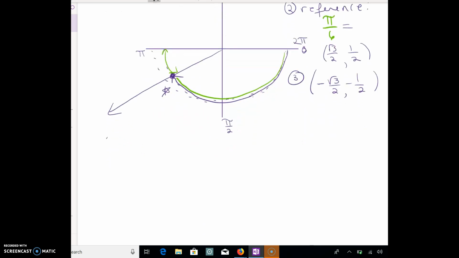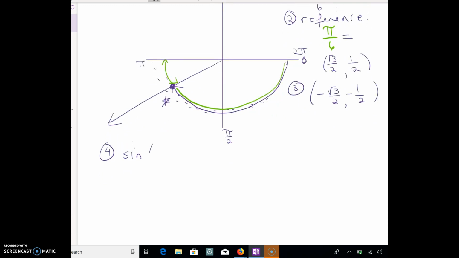Now we have enough information to gather in which we can find our exact trig values. So let's find the sine of negative 5 pi over 6. That's the y value of the ordered pair, so it's going to be negative 1/2. The cosine of negative 5 pi over 6 is the x value of the ordered pair, so it's going to be negative square root of 3 over 2.